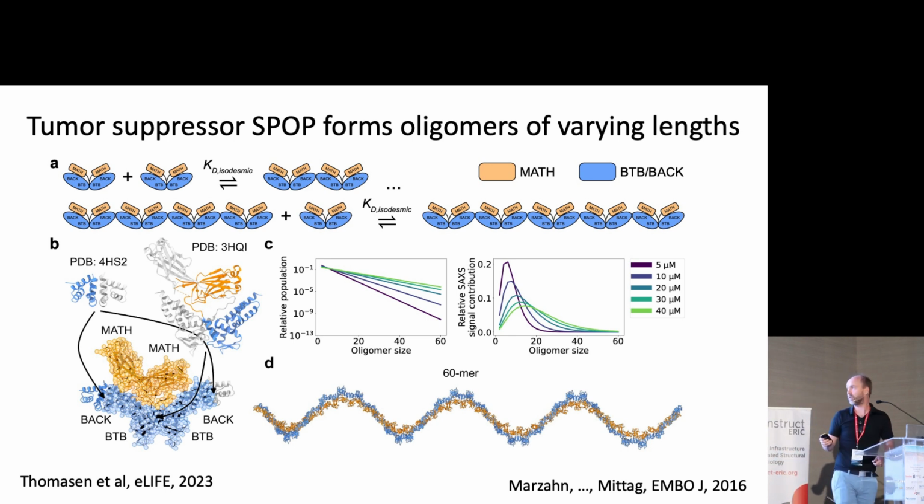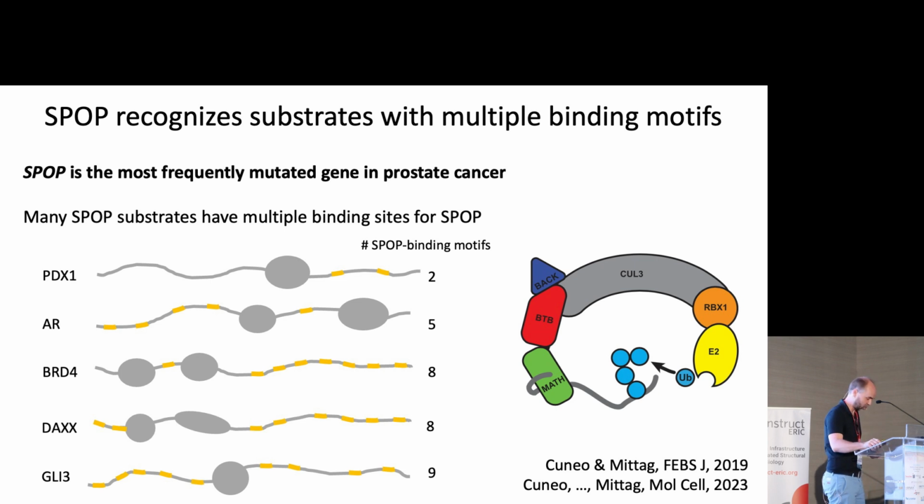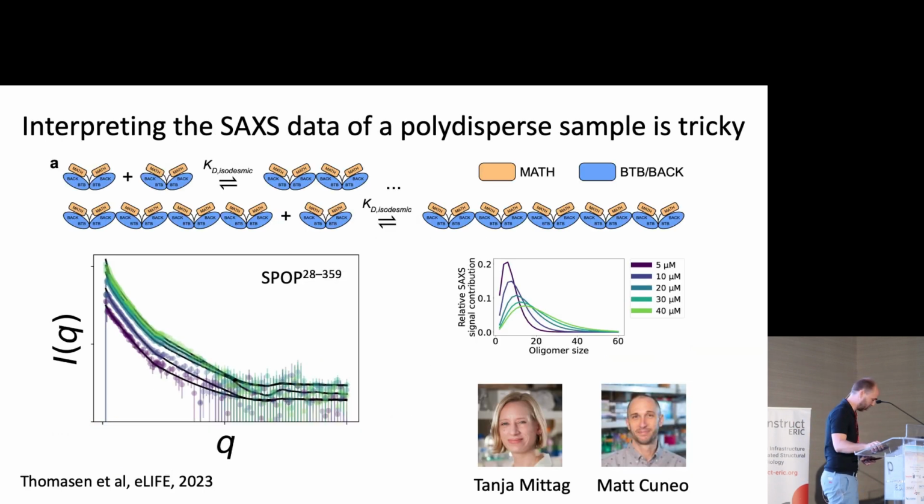I won't talk much about the biology of this. You can go talk to Tanya about this. Just to say that, and this will become important for a little bit, this protein recognizes substrates that have all these motifs that are spread out throughout the sequence. And so having a large oligomer with multiple binding motifs, or binding sites, is important for them being able to recognize these distributed motifs.